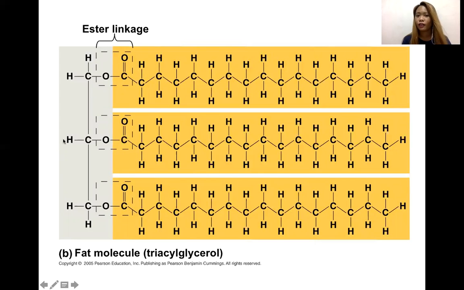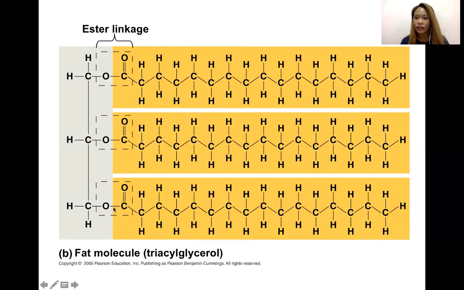This is still your glycerol head and then three fatty acid tails. So fatty acid tail number one, fatty acid tail number two, and fatty acid tail number three. All of your fatty acids are hydrocarbon chains. And there are three linkages that are formed here during the dehydration process. So one ester link here, the second ester link here, and the third ester link here.